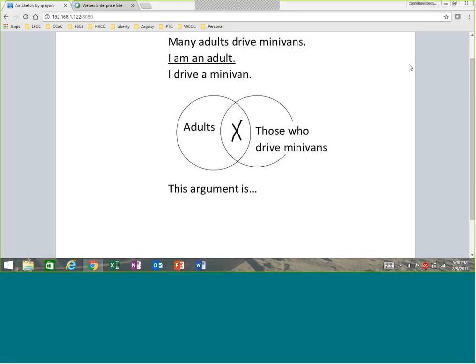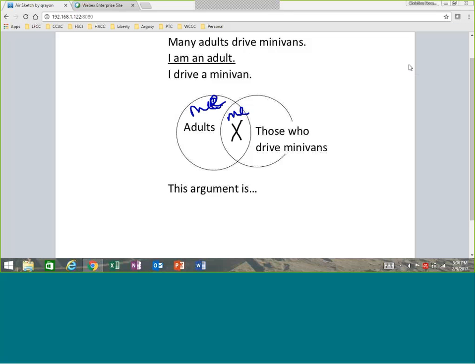Now, I am an adult, which means I am somewhere in the adult circle. So this could be me right here, or this could be me right here. Me, okay? There are two places really that I could be. I'm an adult, so I'm somewhere in the adult circle.